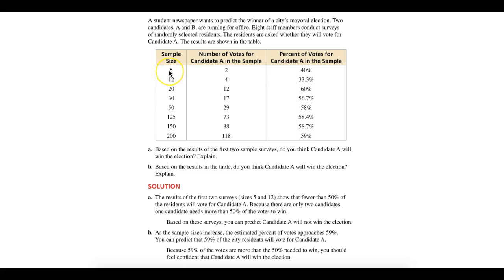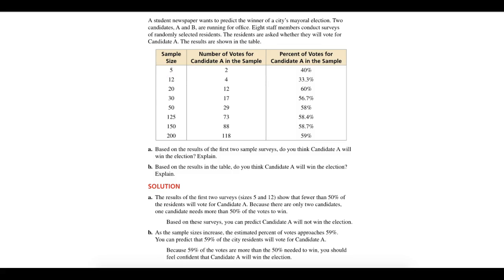You have to realize that as you're taking polls or surveys to try to predict outcomes, it's really important that your sample size gets large enough to be representative of the population as a whole. The smaller your sample size is, the less precise or less accurate your results become.